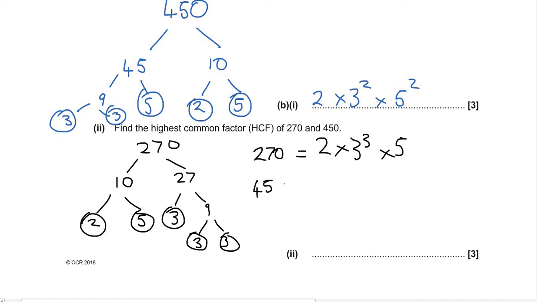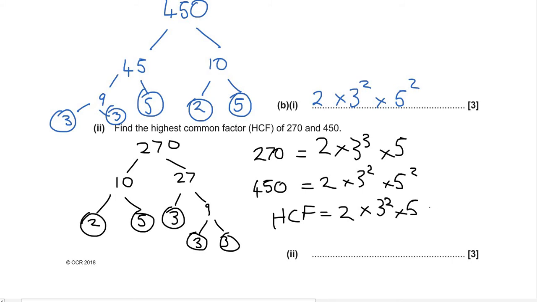Remember, 450 was 2 times 3 squared times 5 squared. So the HCF is everything they have in common. They have a 2, they have a 3 squared, and they have a 5. So this is 2 times 9 times 5, which equals 90.